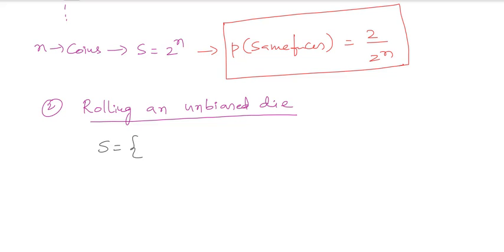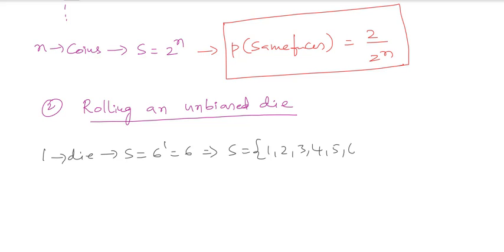What is the sample space here? Let me take it with respect to rolling an unbiased die. First, if one die is rolled, what is the sample space? 6 power 1, which is 6. That is, the sample space is 1, 2, 3, 4, 5, 6. This is the sample space. And 2 dice are rolled.